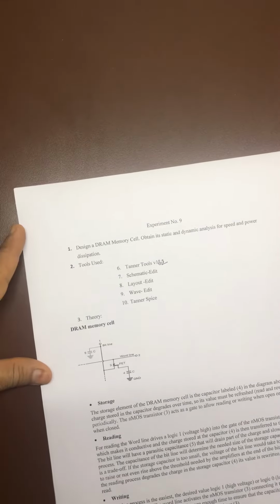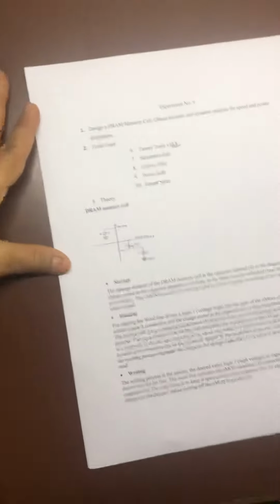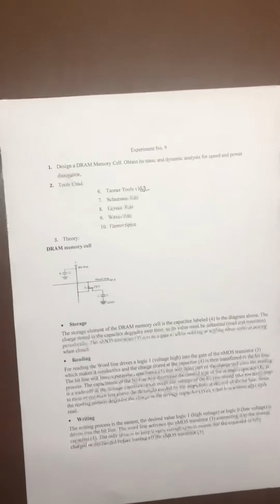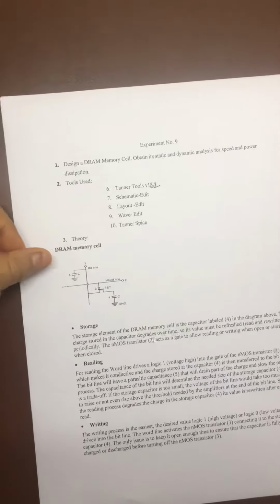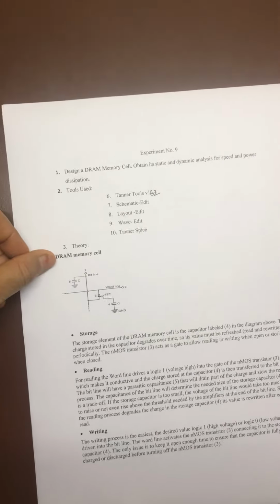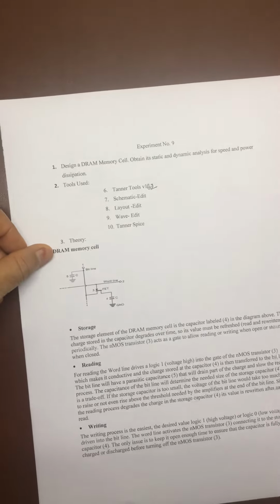Today we are going to discuss the DRAM memory cell, that is, dynamic random access memory. As is clear from its name, dynamic random access memory means this is a memory which is going to exist in the dynamic mode.